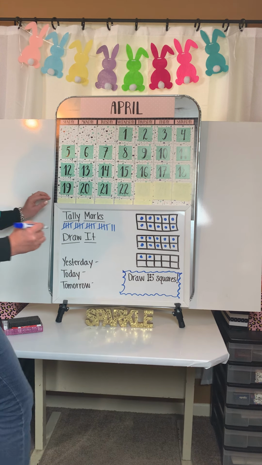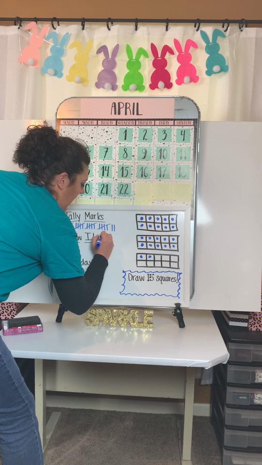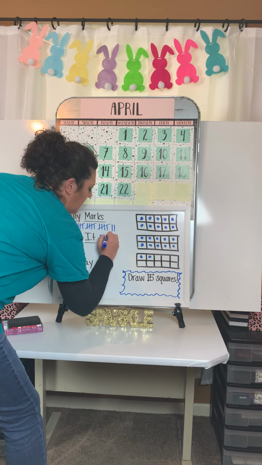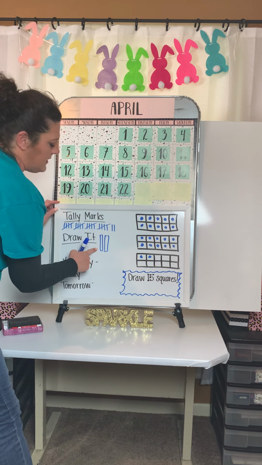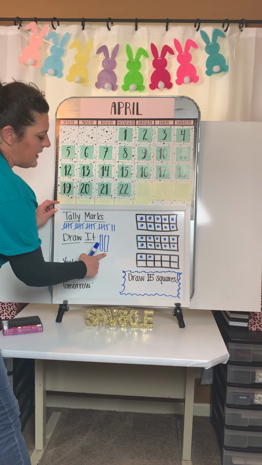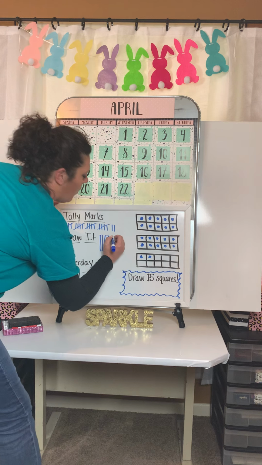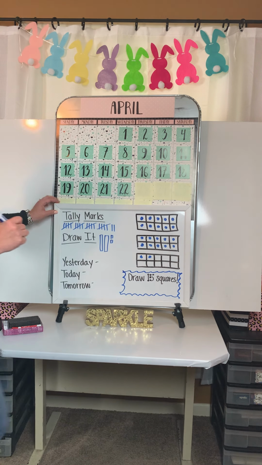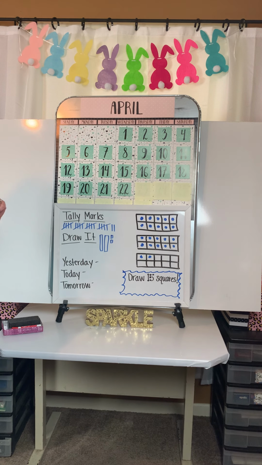When we draw it, we need 2 of our 10 sticks. 1, 2. So that's 10, 20, and we need 2 ones. 1, 2. So that's what 22 looks like when we draw it.